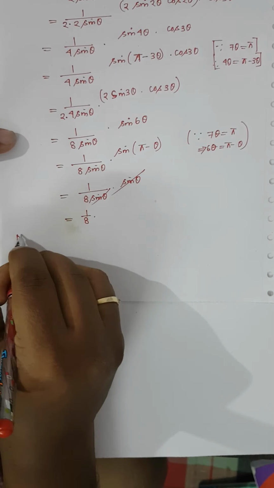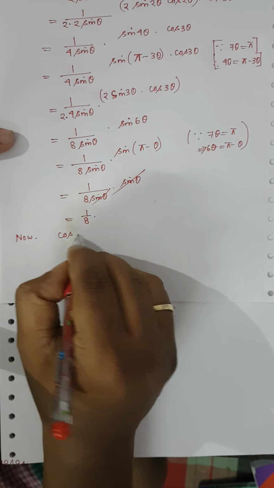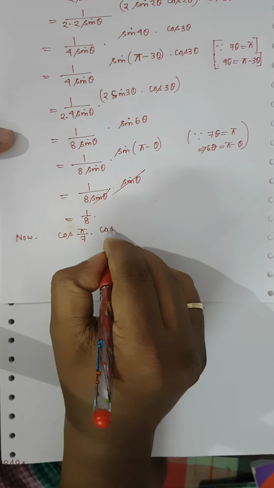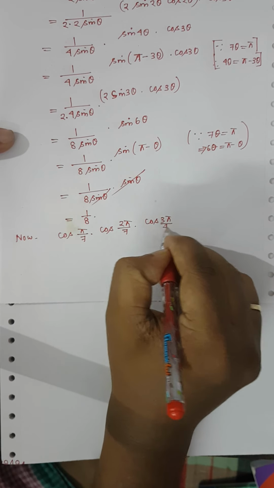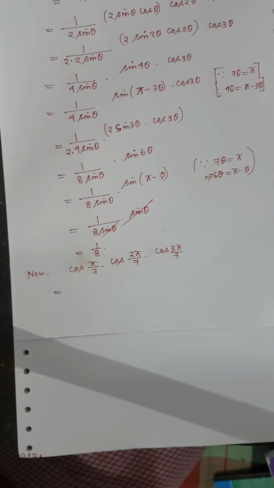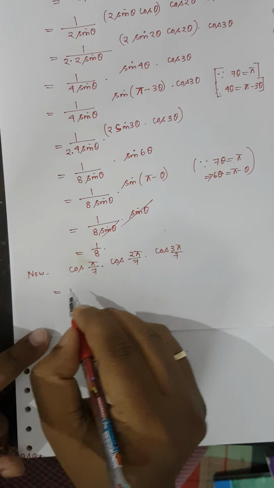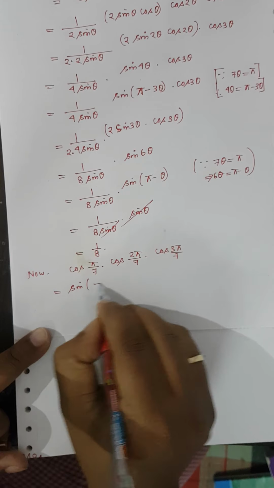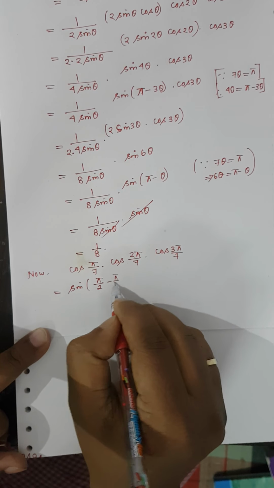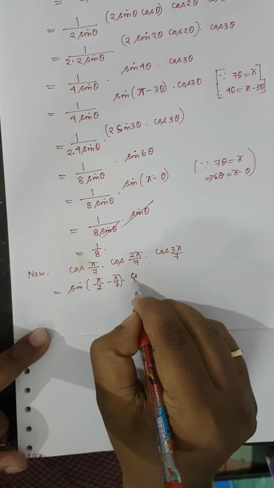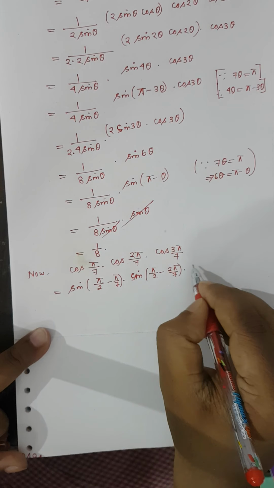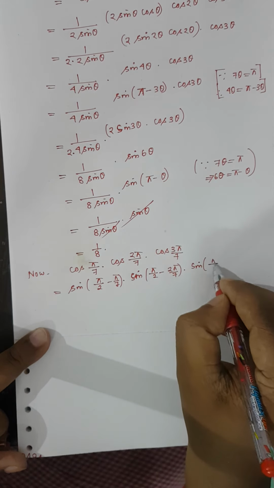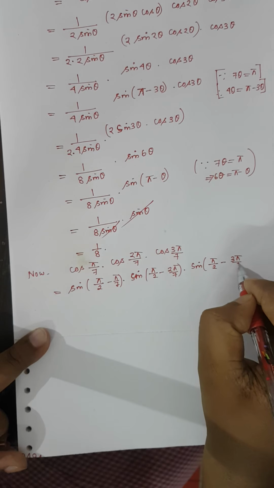Now again if I write cos pi by 7, cos 2 pi by 7 and cos 3 pi by 7 as, what is cos theta? Sin 90 minus theta. I can write cos theta is equal to sin pi by 2 minus pi by 7. Similarly this is equal to sin pi by 2 minus 2 pi by 7. This is sin pi by 2 minus 3 pi by 7.